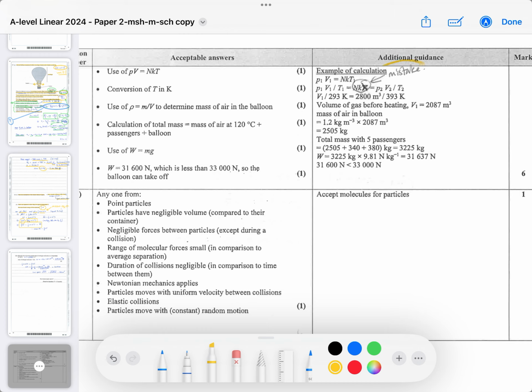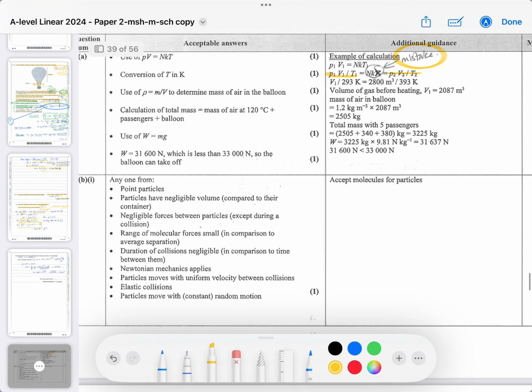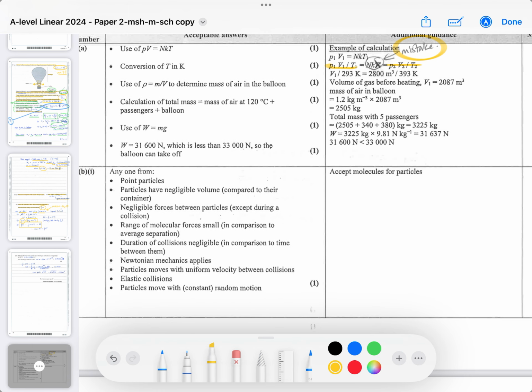Yeah, they've made a mistake in the mark scheme here. I can't see the mistake, because I've scribbled over it. Oh yeah, they left the T. You can see we made it P1V1 over T1. They left the T in the middle where the NkT was. They forgot to cross it out. Okay, that's all. So this is the first part.